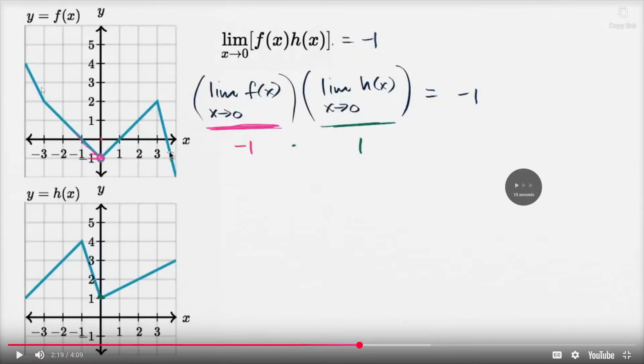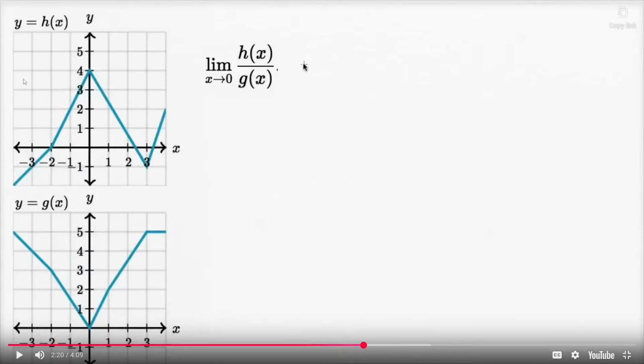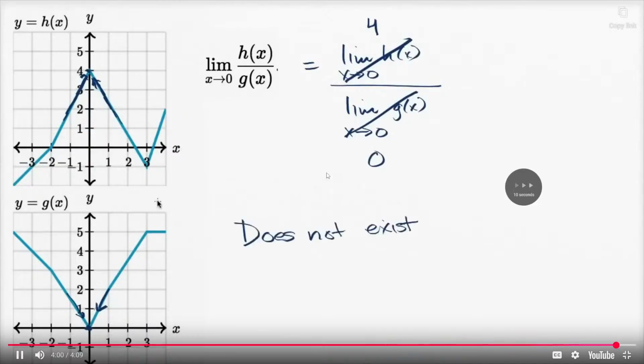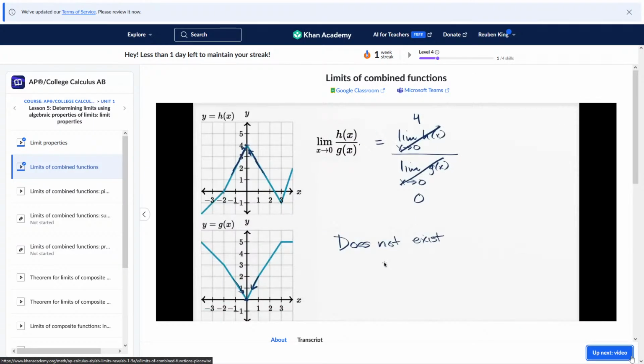All right, hold on. Let's do this. Using our limit properties, h of x as x approaches 0 is going to be 4, and then g of x is going to be 0. That's going to be 0, gang. As x approaches... this graph, the limit does not exist. Yeah, I'm sorry, does not exist. You would see it even clearer graphically. That actually applies for quotients.